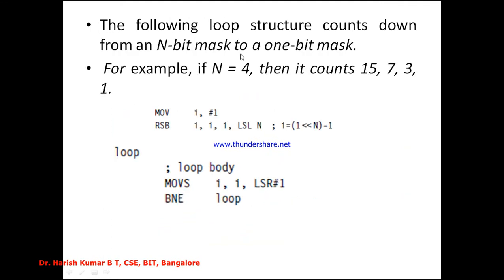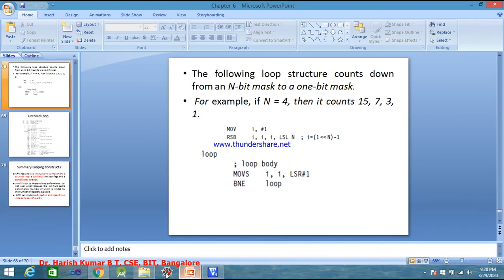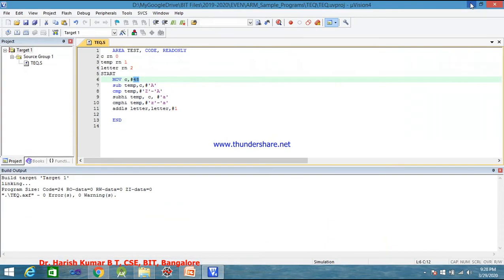And similarly, there is another loop, which is the mask loop. Here also we have taken n equal to 4. Now what this will do is count from 15, 7, 3, 1. Now I'm moving 1 to I, and then on I, since I've taken n as 5, a 4-bit left shift. Now this I'll write and show you by opening the notepad.